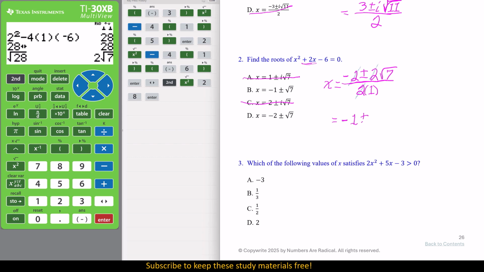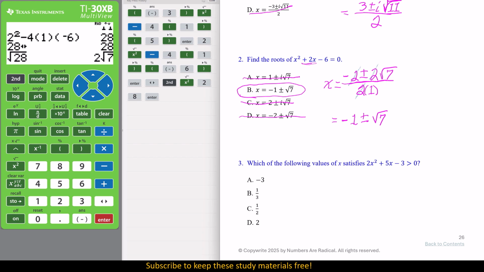Negative, positive, negative, square root of 7. I kind of was jumping ahead of myself, and that's why I erased what I had, because I didn't need to do that. I know what the value is now. It's B, and mark through that.